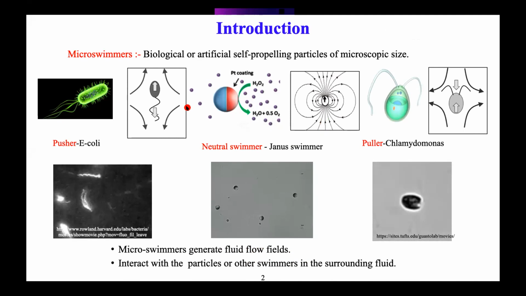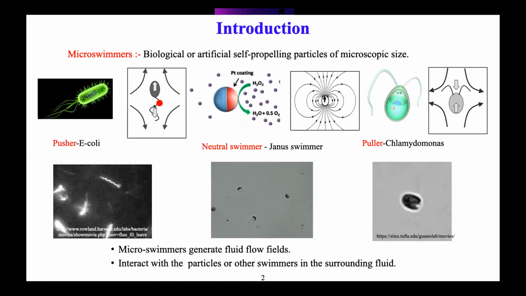Microswimmers are biological or artificial self-propelling particles of microscopic size. Examples of microswimmers are bacteria or chlamydomonas, which we see in biological systems. These microswimmers can swim in fluid. Depending on the mechanism they use while swimming, microswimmers are broadly classified into three: pushers, pullers, and neutral swimmers. Pushers are organisms like E. coli bacteria, which generate thrust behind their body using their flagella, and swim through the fluid by taking fluid from the sides and then ejecting it through the front and back.